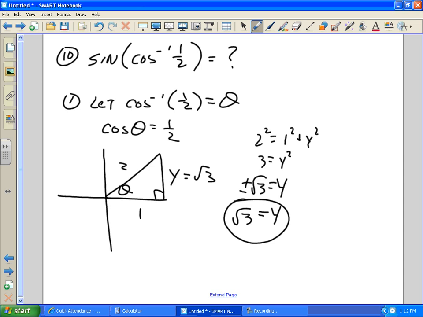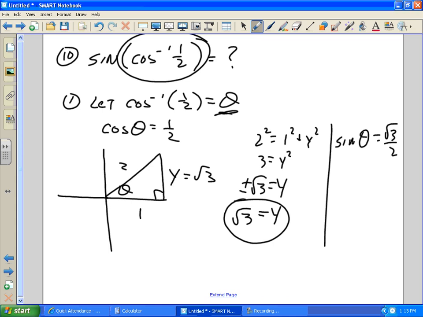And now I want to find the problem, which is the sine of this junk. And that junk was just theta. So the sine of theta is opposite over hypotenuse, which is square root of 3 over 2. And if you do the same thing even for the easy ones, when the hard ones come along and they're not unit circle angles, you have a technique of solving it, and it always works. I never get this wrong. These are easy problems.